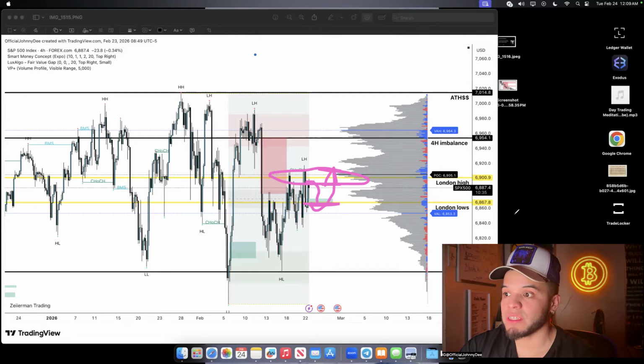Like this is from 6,867 to almost 6,900. That's a huge move when it comes to the S&P 500. Depending on your account size, you can make a serious win. So I want to look for, okay, different scenarios.